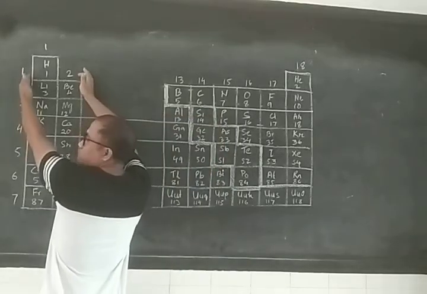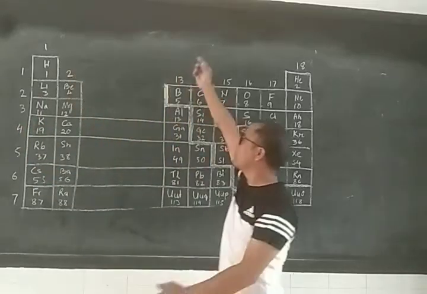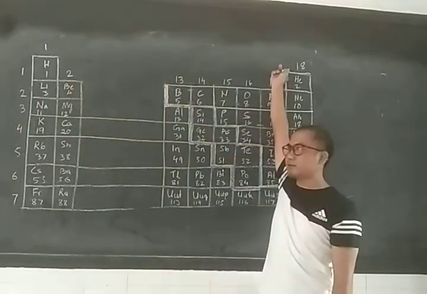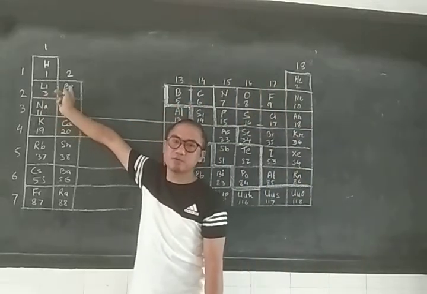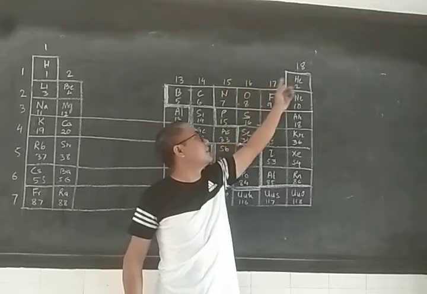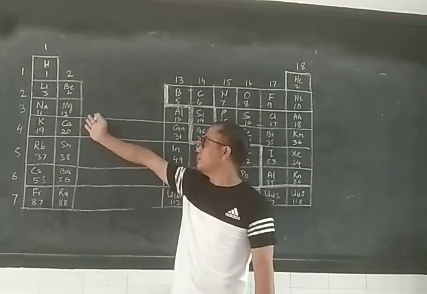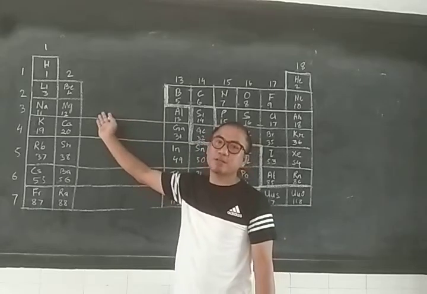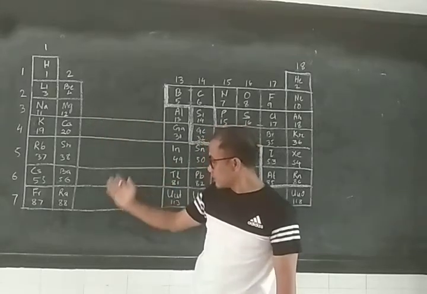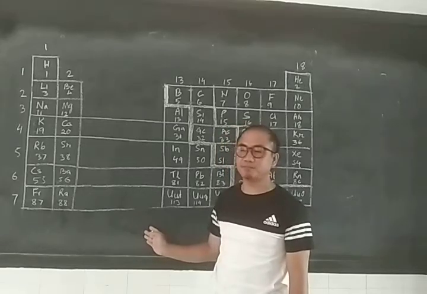This 1 and 2 is the S block, and P is from 13 to 18: 13, 14, 15, 16, 17, and 18. This is the P block. And we have one more, the D block here, but this we will not study. And the last one, the F block, where the lanthanides and actinides will be.